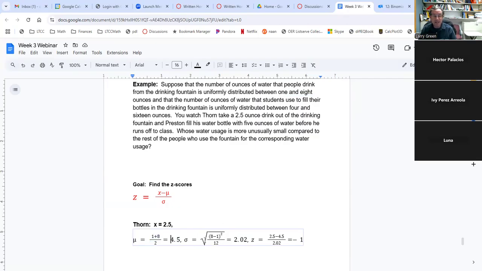Okay, and sigma is the square root of (b minus a) quantity squared over 12, or (8 minus 1) quantity squared over 12, square root. And that's calculator work. Don't even try and do it in your head. That's about 2.02 if you put it in a calculator. Any questions on getting X, mu, and sigma?